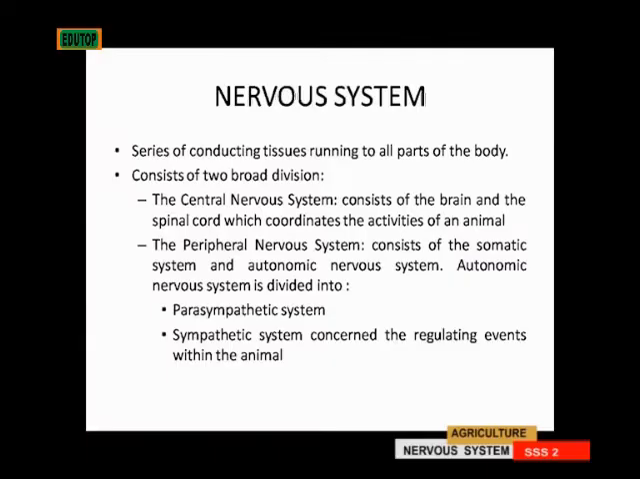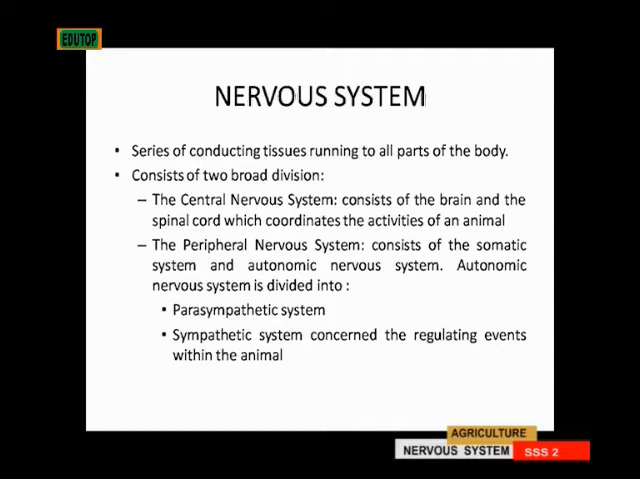Then we'll now be talking about the nervous system. The nervous system is a series of conducting tissues running to all parts of the body. It consists of two broad divisions: the central nervous system and the peripheral nervous system. The central nervous system consists of the brain and the spinal cord, which coordinates the activities of the animal. So we have the brain and the spinal cord making up the central nervous system.